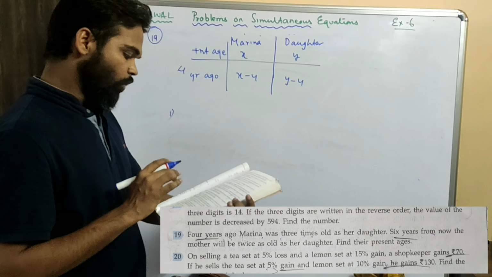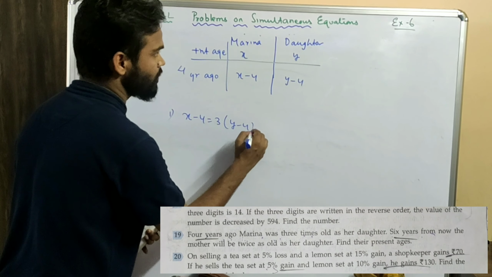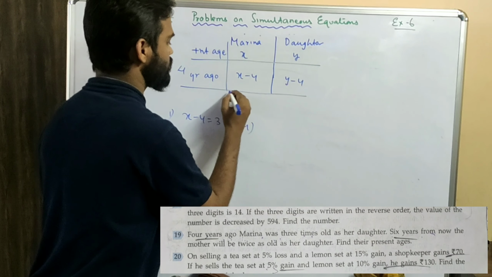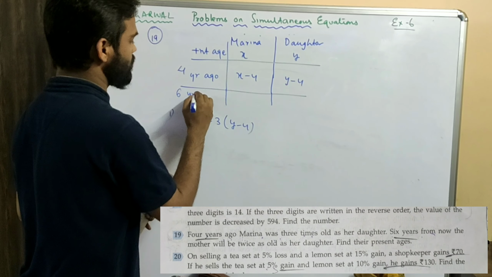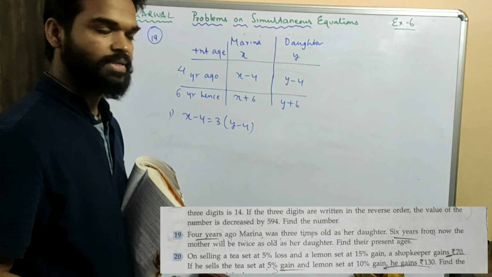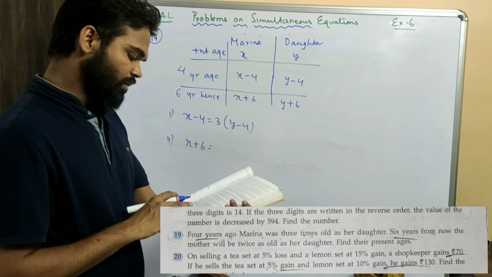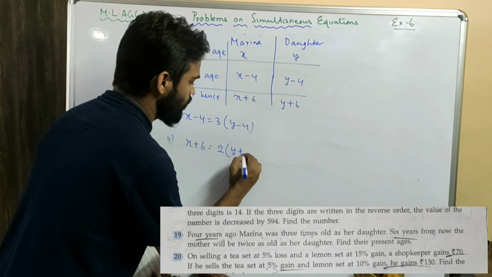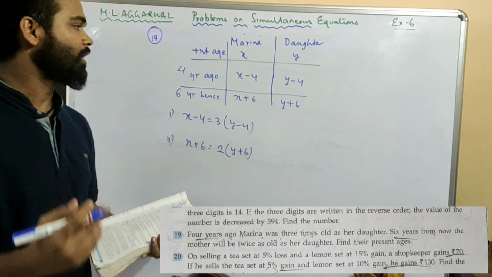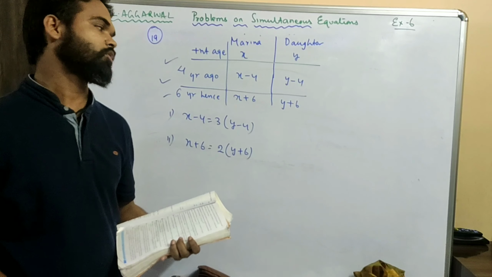What is my equation? 4 years ago, Marina was 3 times the daughter. Okay? 6 years from now, which means 6 years hence, she will be X plus 6 and the daughter will be Y plus 6. 6 years hence, the mother will be twice as old as the daughter. Done. Is it clear? Now we look at the next one. If you make this table, it will be very easy to frame the equation over here.